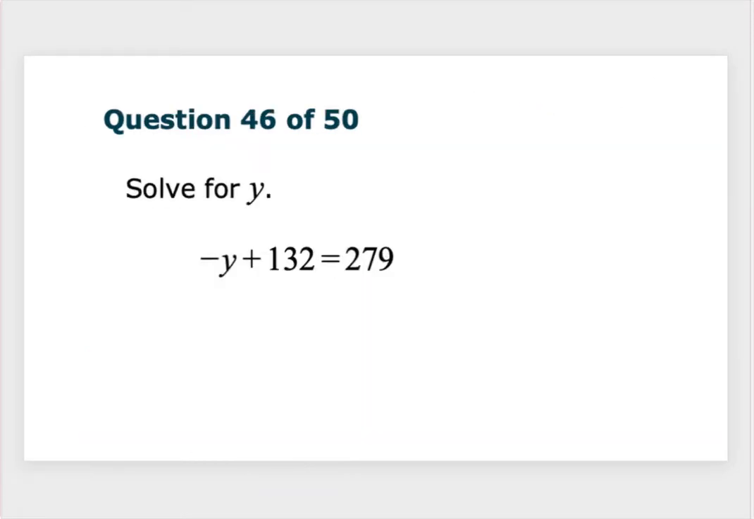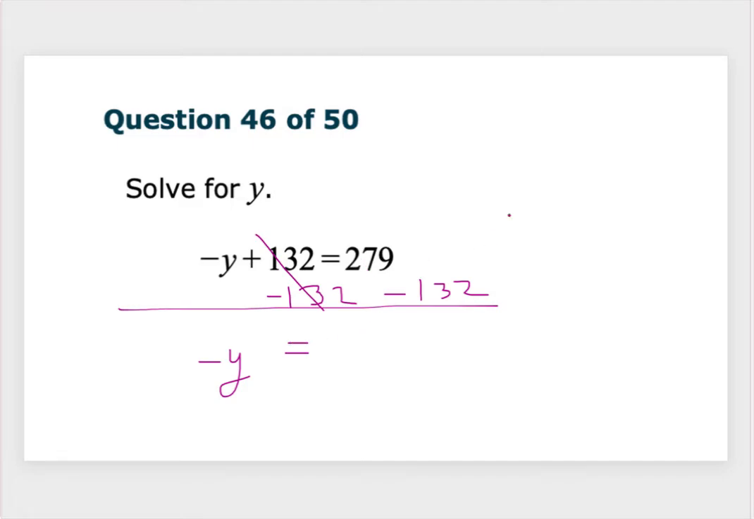Question 46. Solve for y. Okay, so we have a negative y, which we don't want. At the very end of this problem, we will multiply both sides by a negative 1. But let's not worry about this right now. Let's go ahead and get this 132 out of there. So minus 132, and on the other side, minus 132.